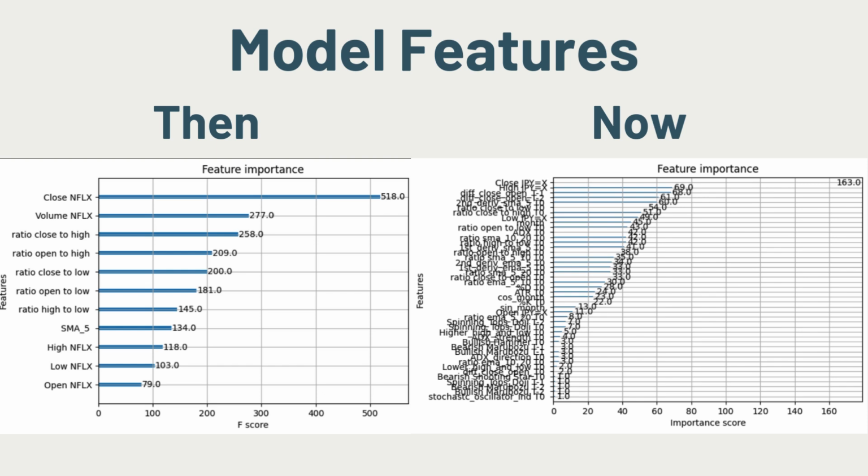Also, the model features have changed quite a lot since then. When I first started, the model had only 11 features. But over the course of 3 months, I have incrementally coded and added features such as price movement and momentum indicators to train the model. As of now, my model has more than 50 features.